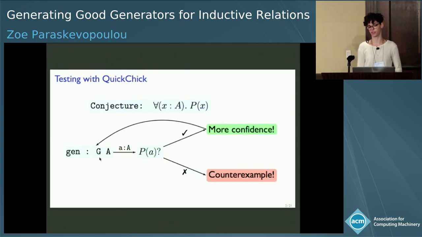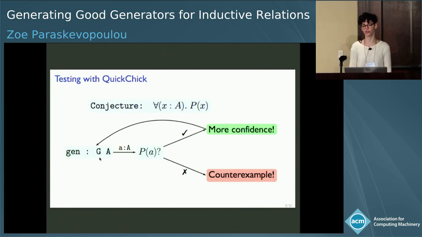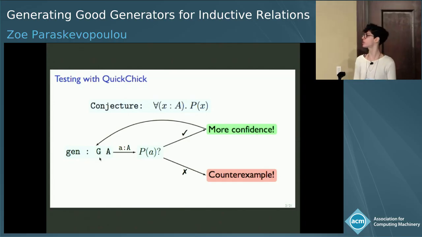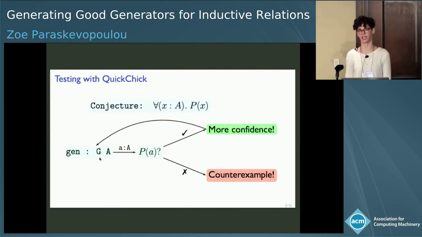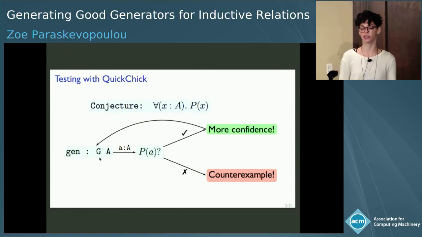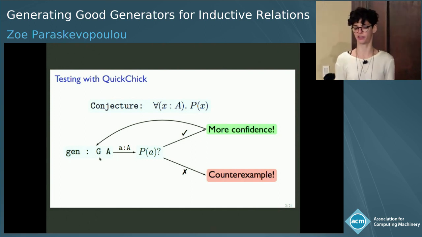So just as in QuickCheck, we can test properties for counterexamples by randomly generating inputs. In particular, to test the conjecture of the form for all x's of type A, P of x is true, first we need a generator of random inputs, which is a program of type GA that will generate input for us. Then QuickCheck will test if P of A is true. If it's not true, then we have discovered a counterexample, and we will go ahead and fix the bugs in our definitions. Otherwise, we have gained more confidence that our property is valid, and we will repeat the process unless we are confident enough that our conjecture is true.